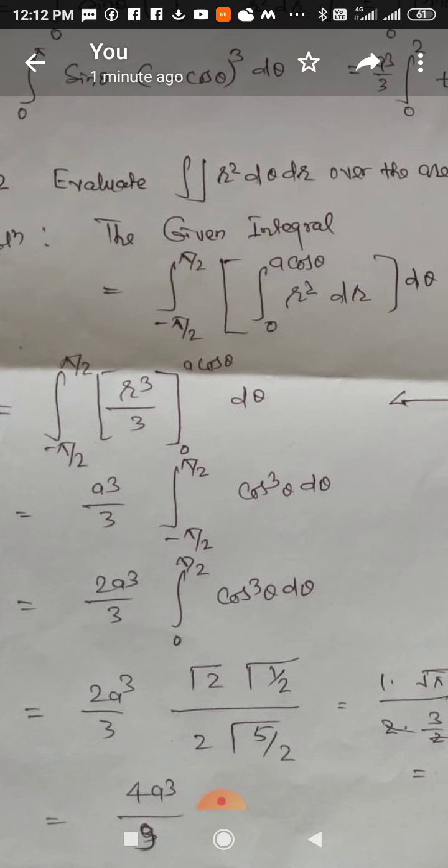Integrating r square with respect to r gives r cube upon 3, with lower limit 0 and upper limit a cos theta. Again, putting these limits in place of r, it gives cos to the power 3 theta, and a cube upon 3 is constant and taken out of the integration. So it gives a cube upon 3, integral from minus pi by 2 to pi by 2 of cos cube theta d theta. And solving this, we get 2a cube upon 3, integral 0 to pi by 2 of cos cube theta d theta.